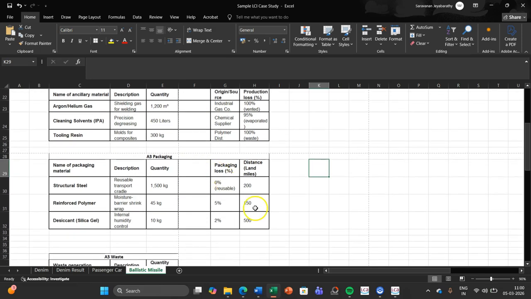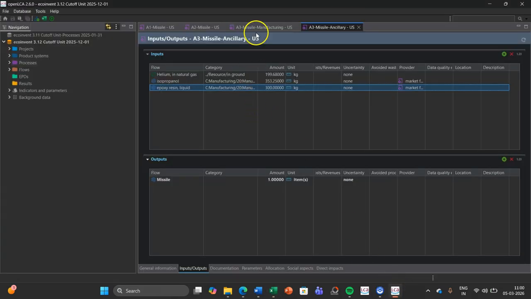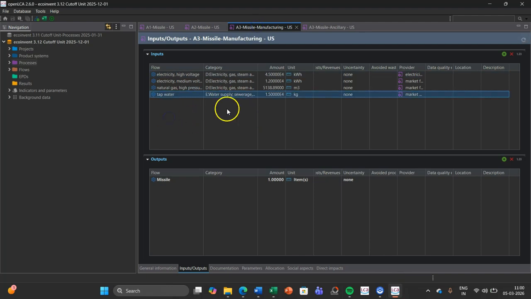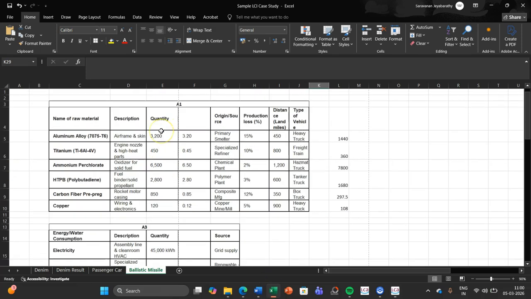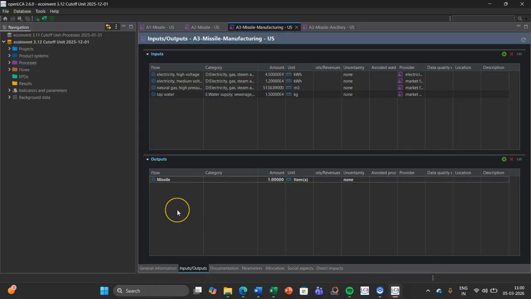Then what about A3 packaging? The point here is, in the manufacturing we put up some energy and water value, right? So here in the raw material there would be some production loss. So the waste of each of the raw materials should be added here as a waste material in the output. That has to be done.